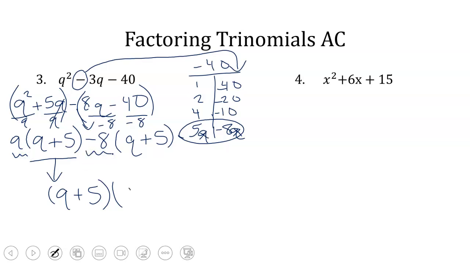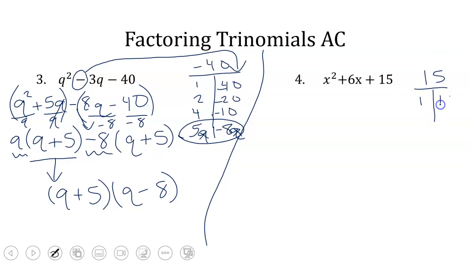So what was our first GCF? A Q. And what was our second GCF? A negative 8. All right, so let's try number 4. Multiply the first and last. 1 times 15 is 15. List all your factors of 15.